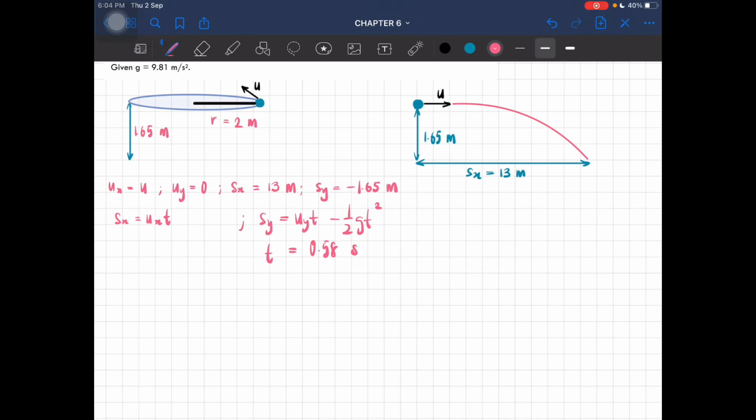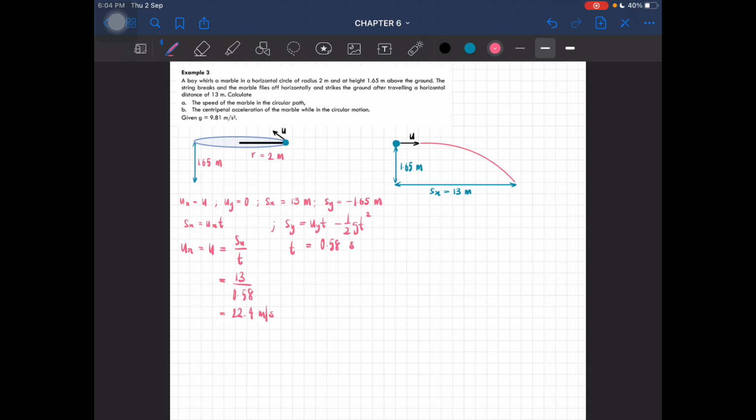So we can use this time and plug it into this equation here to find ux. Ux, which is equal to u, so sx over t. The horizontal distance is 13 over 0.58. You'll then get the speed, the tangential speed of the marble in the horizontal circle, to be equal to 22.4 meter per second.